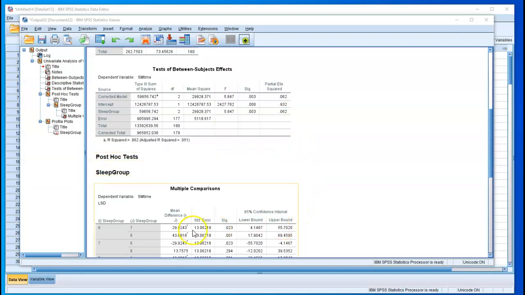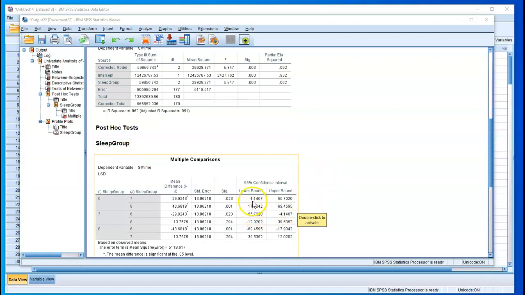We also have a confidence interval around that mean difference. The 95% confidence interval is between 4.15 and 55.70. So I'm 95% sure that the true mean difference is between those two values.